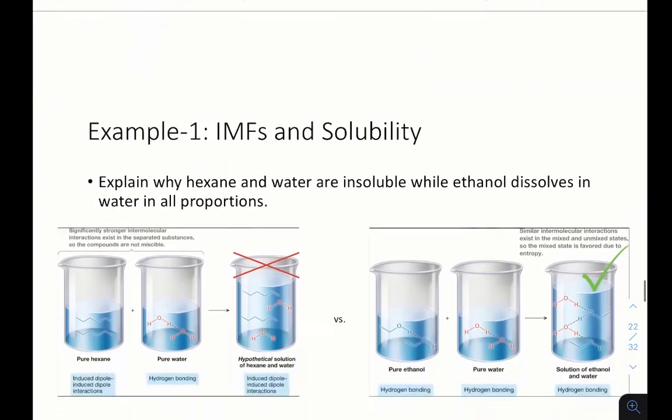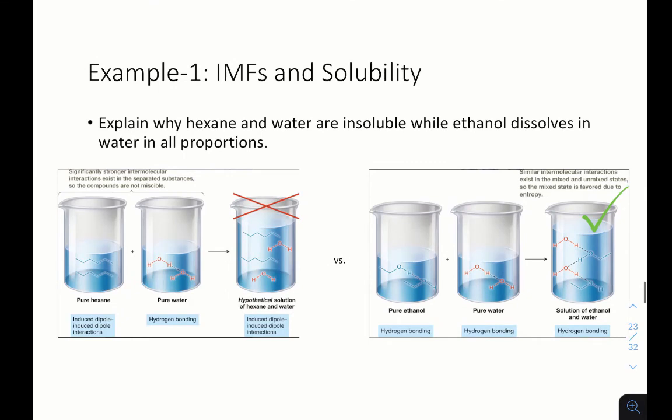We'll look at a few examples of this. So we can explain why hexane and water are insoluble, so they do not mix, while ethanol dissolves in water in all proportions. In other words, they do mix. So if we were to take some hexane, which has a structure like this, and mix it with some water, as the diagram shows, those substances would not mix.